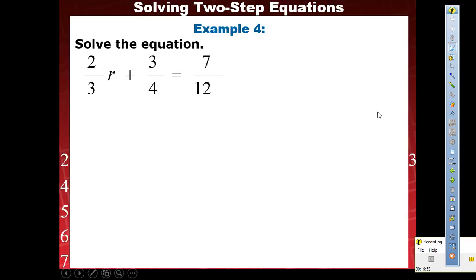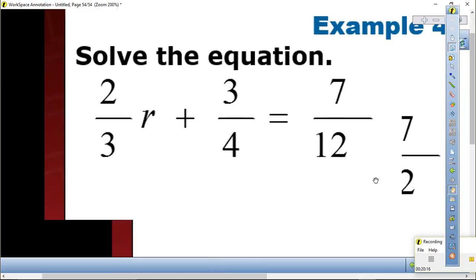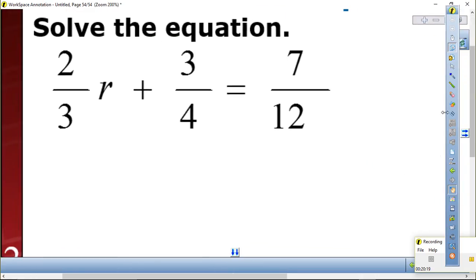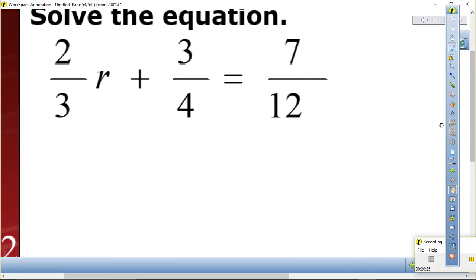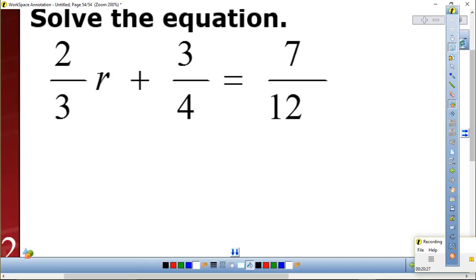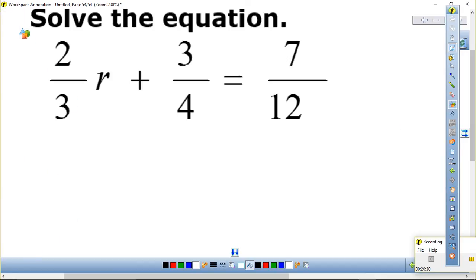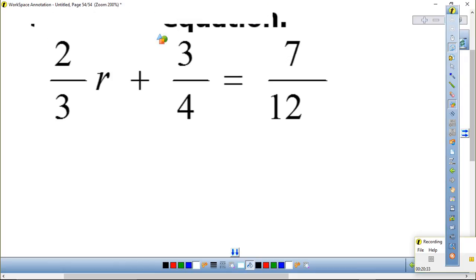Copy this one, example 4. Solve the equation 2/3 r plus 3/4 equals 7/12. Copy that. Only copy it, and I'm going to go over it. Okay. Writing utensils down. Look up, please.